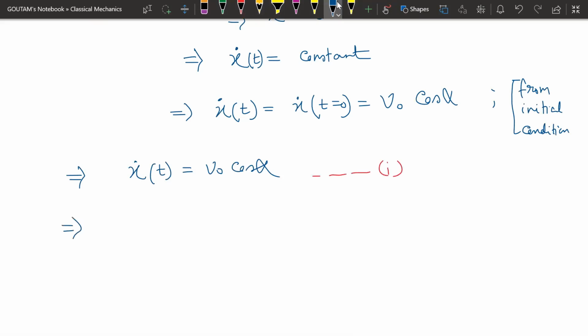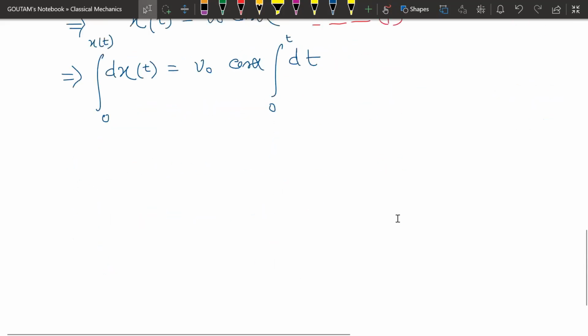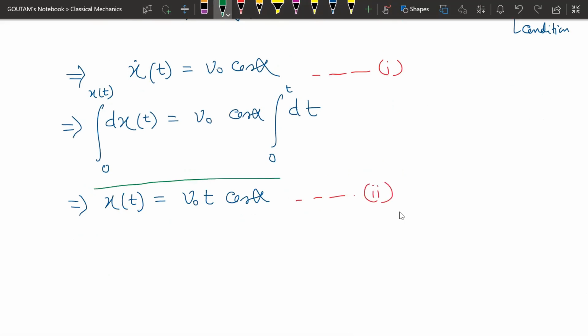Now if we solve it, we get dx equals V0 cos alpha dt. If you integrate it from zero to t, that is from zero to x of t, because at time t equal to zero the particle was at the origin, as we already assumed, x will be zero. So it implies x t will be V0 cos alpha t. This is equation two. It is the x coordinate of the projectile at time t.